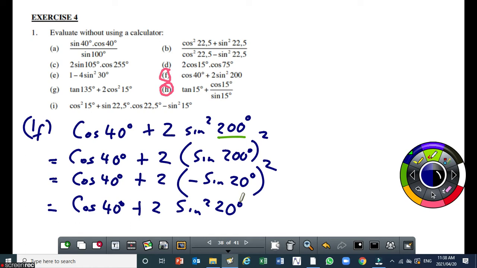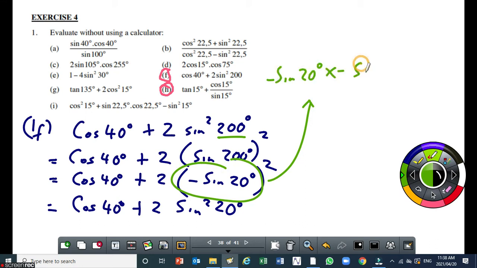You see, what does this mean? It means minus sine 20 degrees times minus sine 20 degrees. This negative and that negative will give you what? That's why it gets that sine squared 20. Then, once you get here, now you see what you have here.